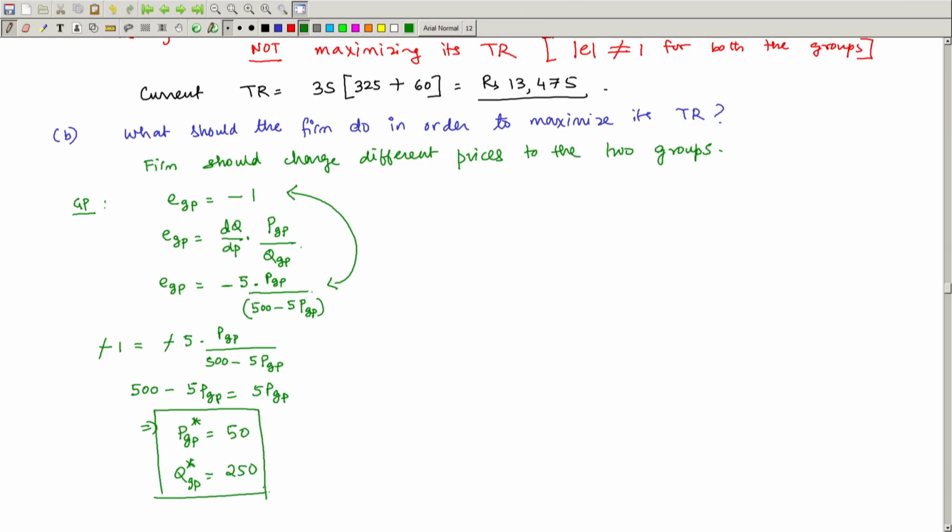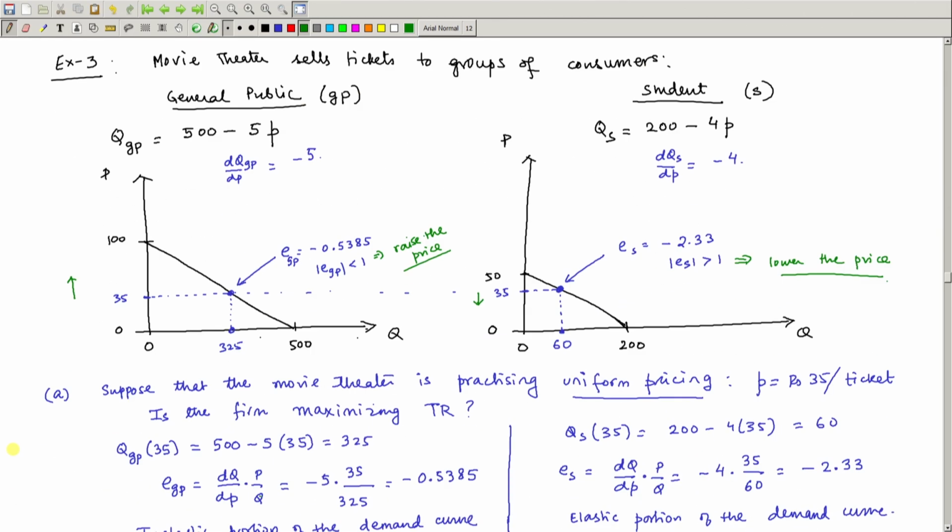So, if I wanted to maximize revenue for this particular group, what I ought to do is increase the price from 35 to 50. In fact, I need to increase the price from 35 to 50. So, notice we already learned that I had to raise the price. So, I am going to increase the price to 50 and the corresponding quantity demanded is going to be 250.